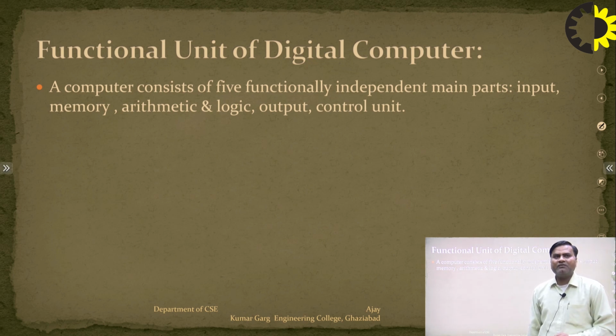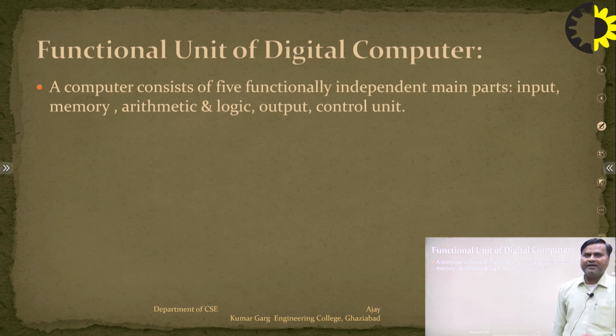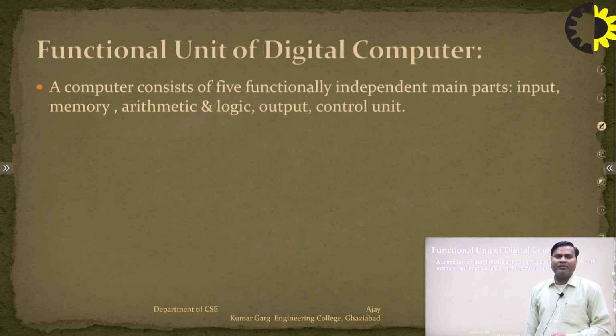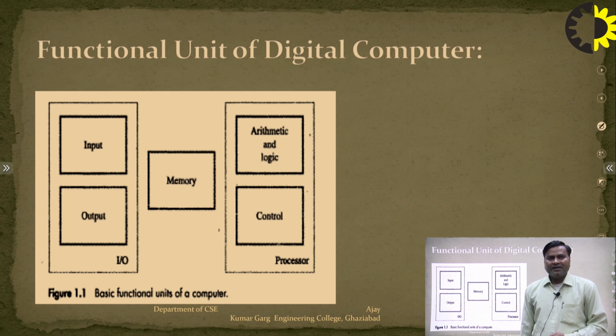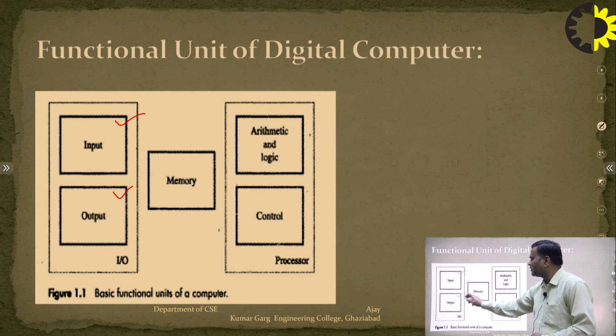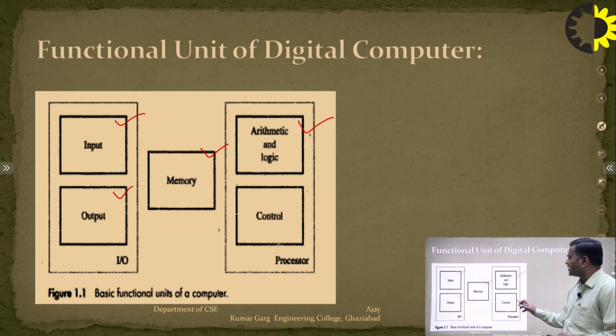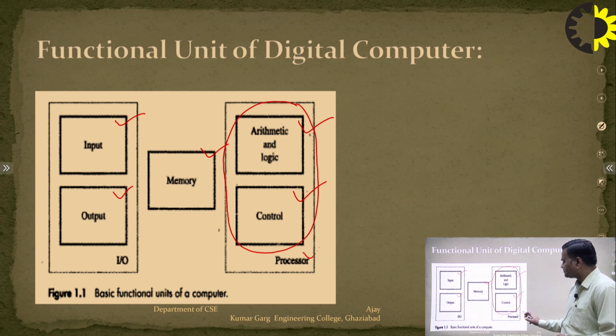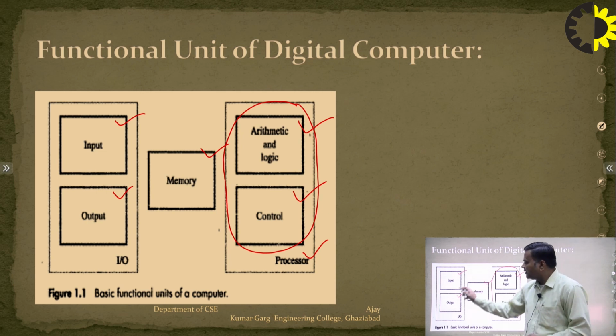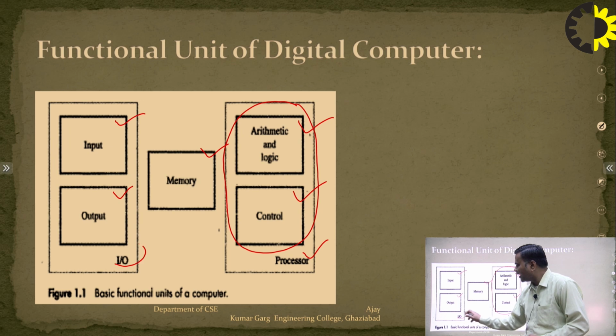Next is the functional unit of a digital computer. Basically, a computer system consists of 5 functionally independent main parts: input, memory, arithmetic and logic unit, output, and control unit. Here we can see the 5 independent units. The combination of the arithmetic and logic unit and the control unit is called the processor. And input and output are combined in one form, called I/O.